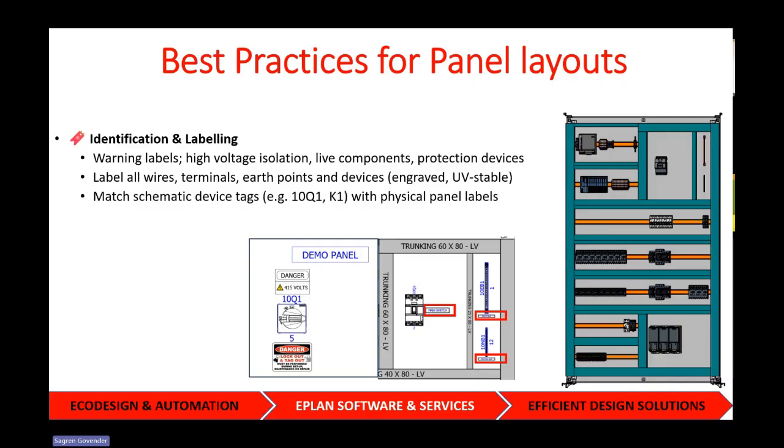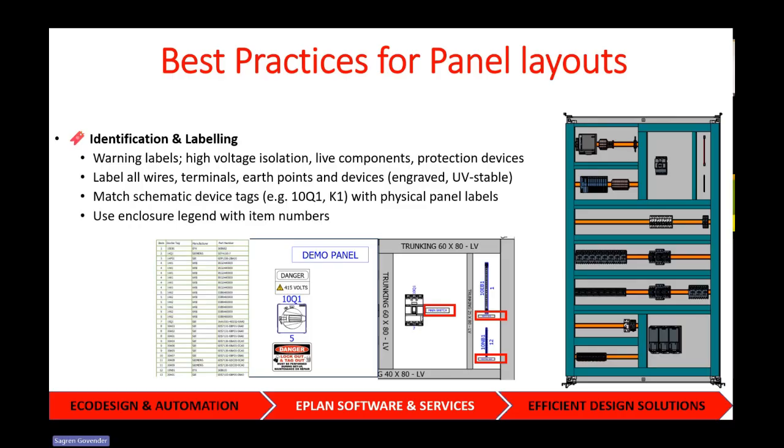So make sure your schematics match your actual physical panel layout. So in your schematics, if you're using 10Q1, make sure in your layout it's 10Q1. The good thing with EPLAN is that you drag and drop your components from your schematic into your panel layout. So it's hard to make a mistake, but sometimes you're adding stuff manually, and there could be a mismatch. But there are some checks and balances in EPLAN to manage this.